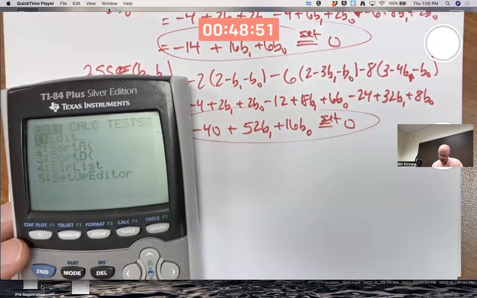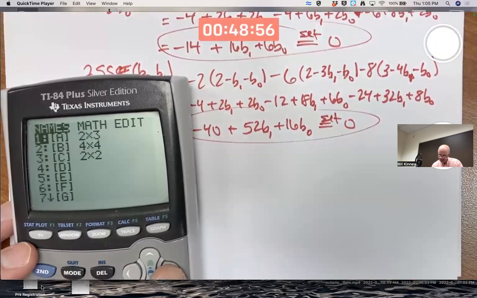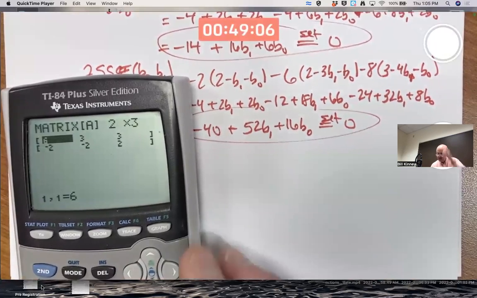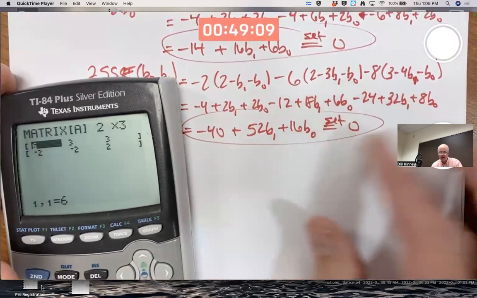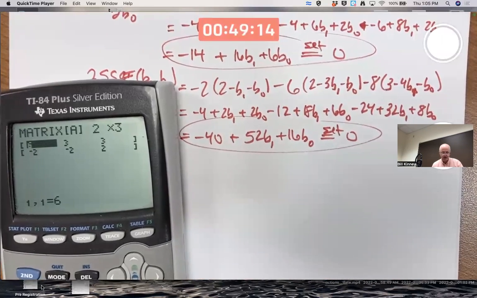When I go to matrix mode, let's see. Math. No, I'm forgetting. Matrix. There we go. Edit. 2 rows, 3 columns. That is what I want. It's going to be an augmented matrix. I'm going to put the constants on the other side of the equation, the 14 and the 40. I guess I have b1 first and b0 second, though it could have been the other way around. 16, I'm looking at this one right now. 6, 14, 52, 16, 40.